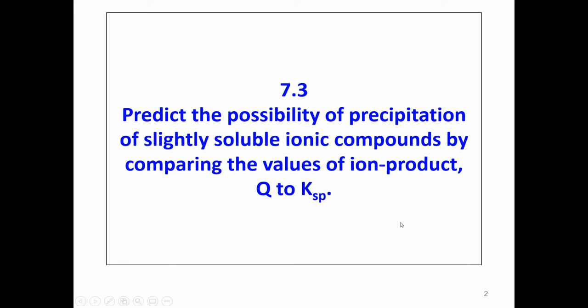Now let us continue with chapter 7. Predict the possibility of precipitation of slightly soluble ionic compounds by comparing the values of ion product Q to Ksp.